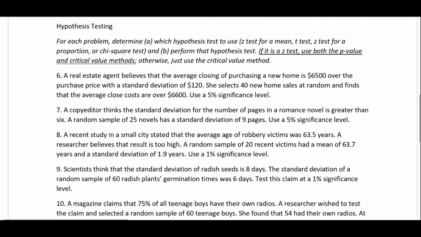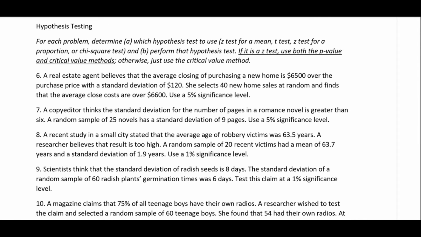All right, so we're going to go ahead and look at the hypothesis testing problem. The first thing we want to do is determine which hypothesis test to use. Do we use a z-test, t-test, z-test for proportion, or chi-square? Next, we want to perform the hypothesis test. If we are performing a z-test, then we have to use the p-value and critical value methods. Otherwise, just use the critical value method. The reason I say this is because for the z-test, I showed you how to do both the p-value and the critical value method. But with the other ones, I only showed you how to do the critical value method.